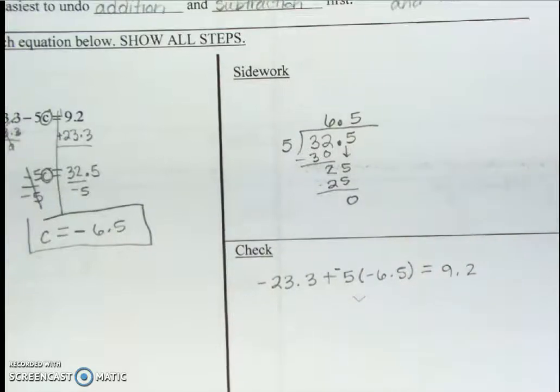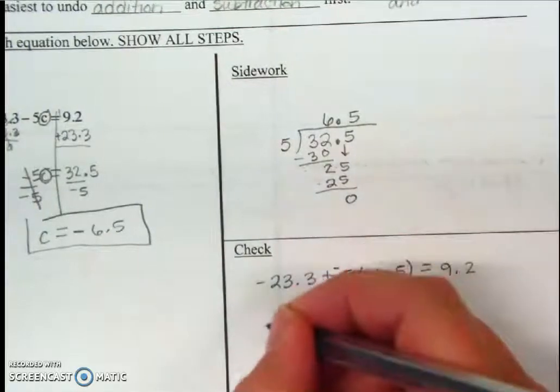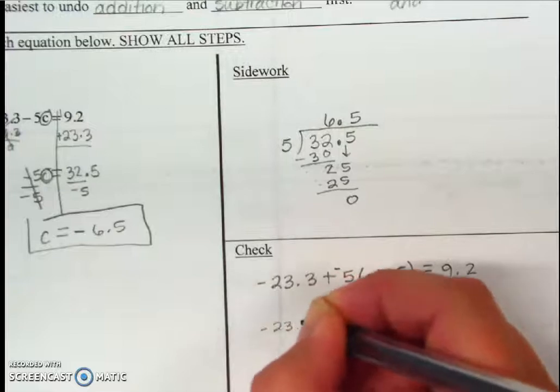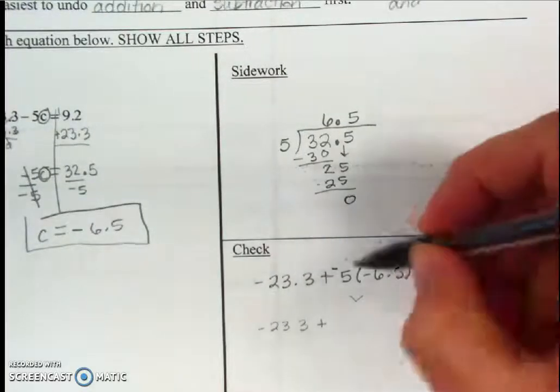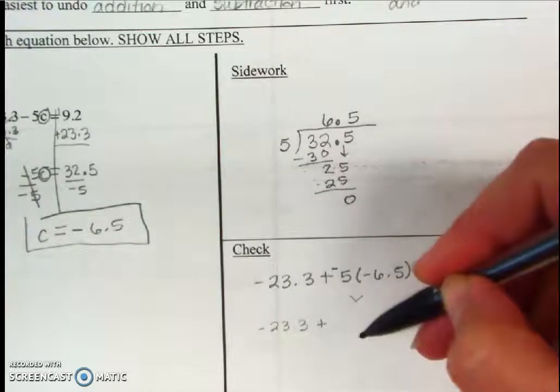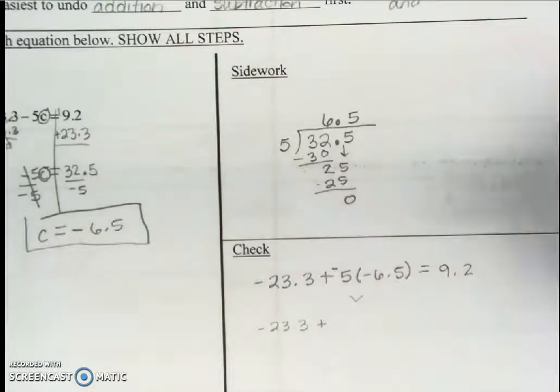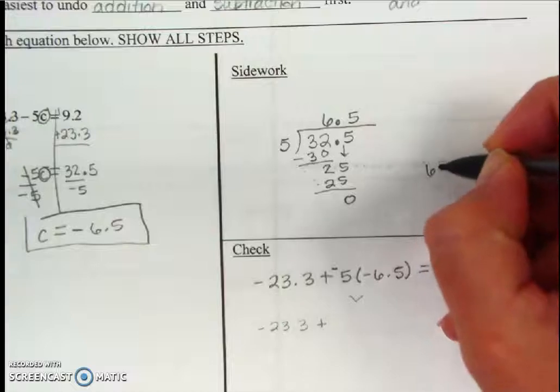And I see I need to do that multiplication first. I'm going to bring down my -23.3. I'll bring down the plus, but I've got to work this out. And it's a negative times a negative, which tells me it will equal a positive number right there. So let's work that out.